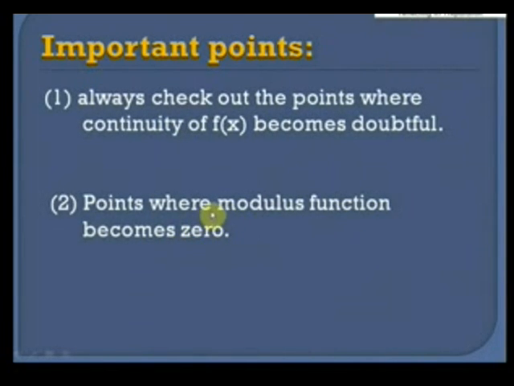So if we have any expression containing the modulus sign, then the points at which the modulus function would be equal to 0 are the points at which the function becomes non-differentiable, because at these points there are sharp edges, and hence they become non-differentiable at those points.